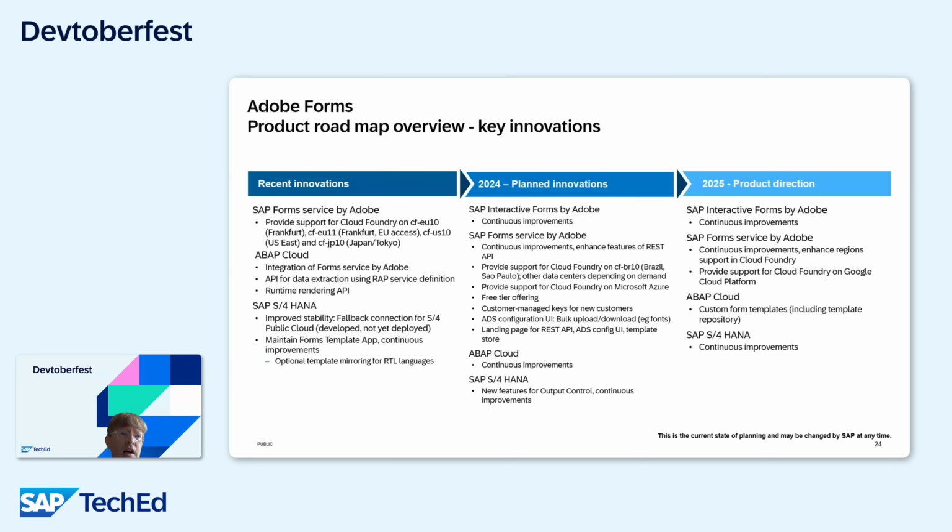There's some other detailed innovations that we've provided for SAP S/4HANA as well. In 2024, this year, there are a lot of things we've already done here, a lot of continuous improvements, support for additional data centers, and free tier offerings. You can try out the solution as well, and various new features for the output control for S/4HANA. And looking forward to 2025, we're going to provide support for Cloud Foundry on Google Cloud Platform, and there will be continuous improvements, for example, adding additional regions in Cloud Foundry as well.